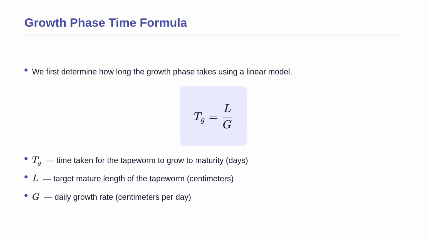L represents the target mature length of the tapeworm in centimeters. g represents the daily growth rate in centimeters per day. By dividing the total required length by the daily growth rate, we find exactly how many days the parasite spends purely focused on building its massive chain of proglottids.